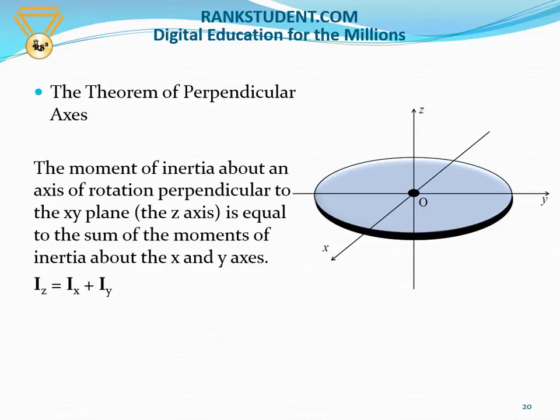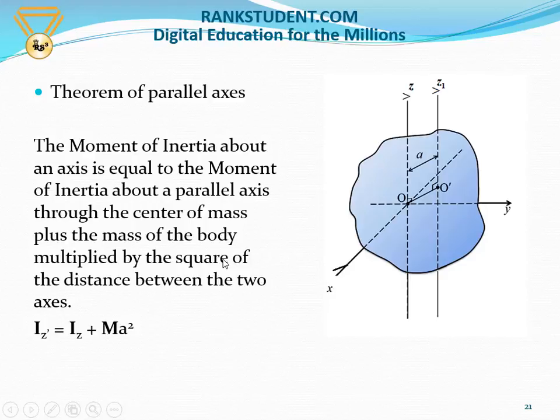Now the theorem of perpendicular axis. The moment of inertia about an axis of rotation perpendicular to the xy plane, that is the z-axis, is equal to the sum of the moments of inertia about the x and y axis. I sub z equals I sub x plus I sub y. The moment of inertia about the z-axis is equal to the sum of the moment of inertia about the x-axis and the y-axis.